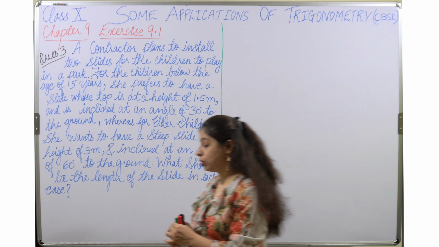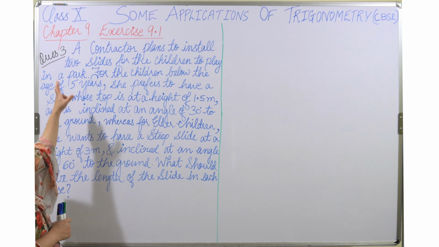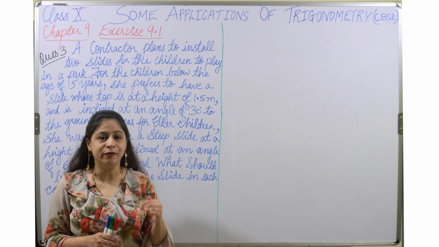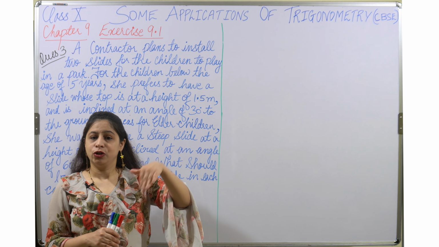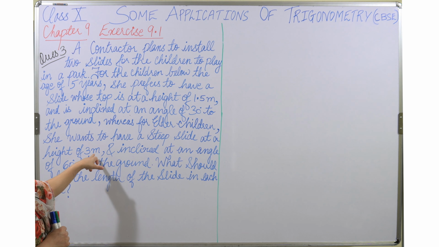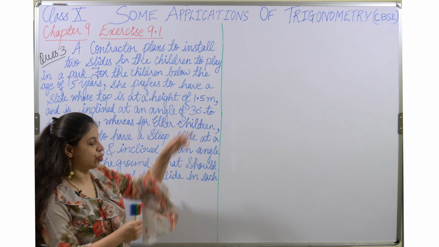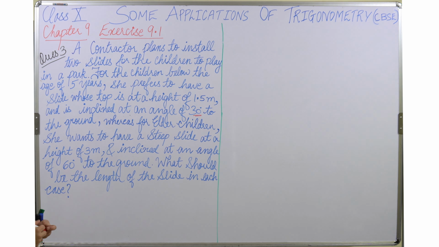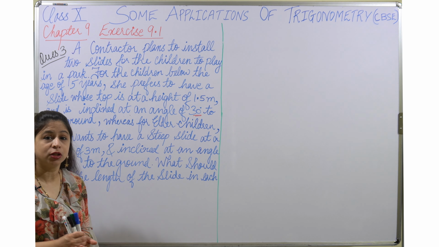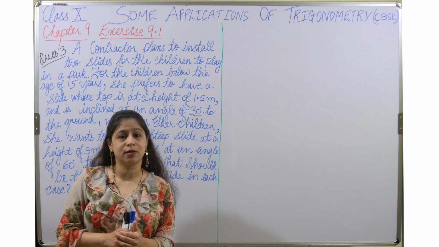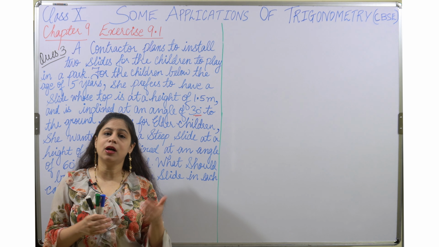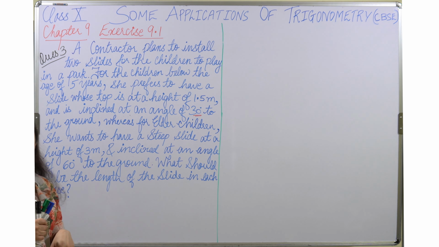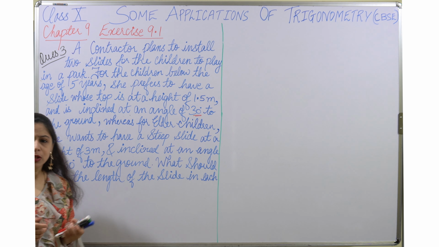For below 5 years, she wanted the height to be 1.5 so that the children could climb up 1.5 and slide at an inclination angle of 30 degrees. Whereas for the slide meant for the elder children above 5 years, she wanted the height to be 3 meters and an inclination of 60 degrees. So let us draw the figures for both the slides.